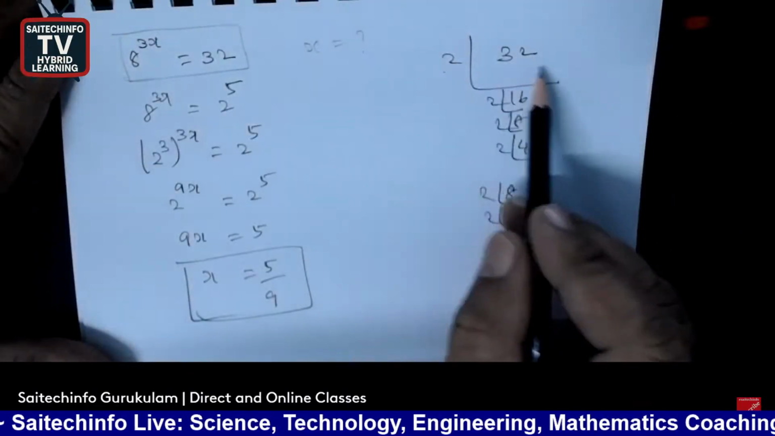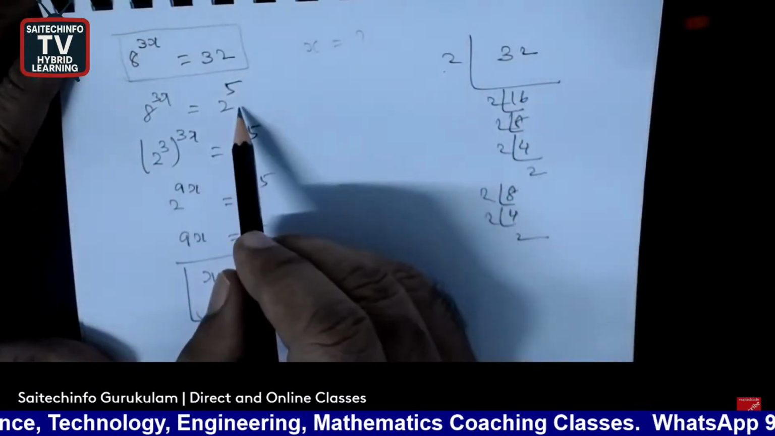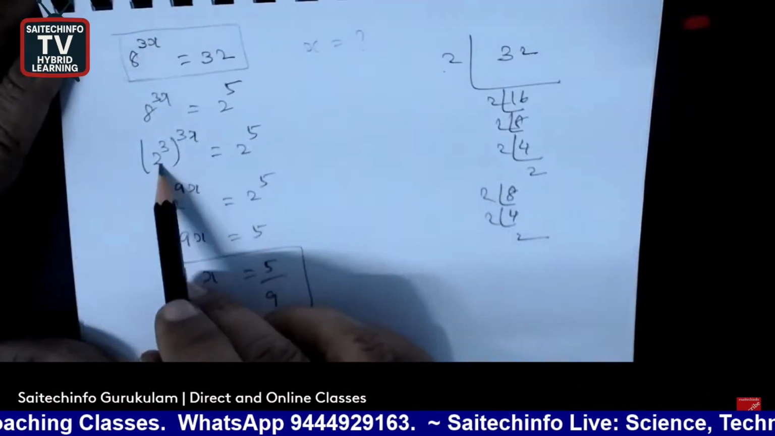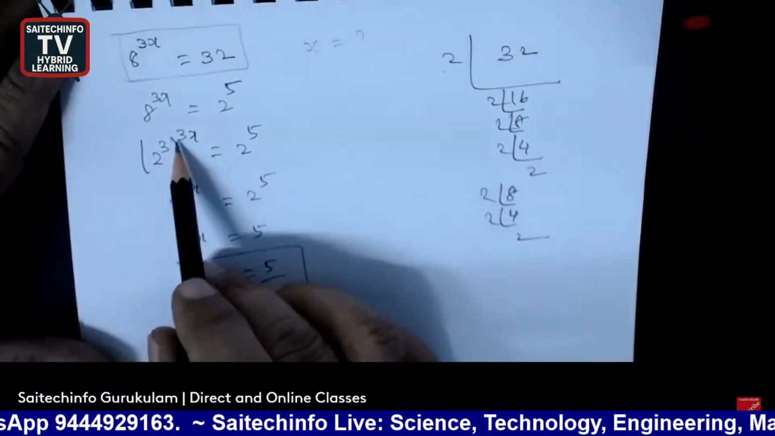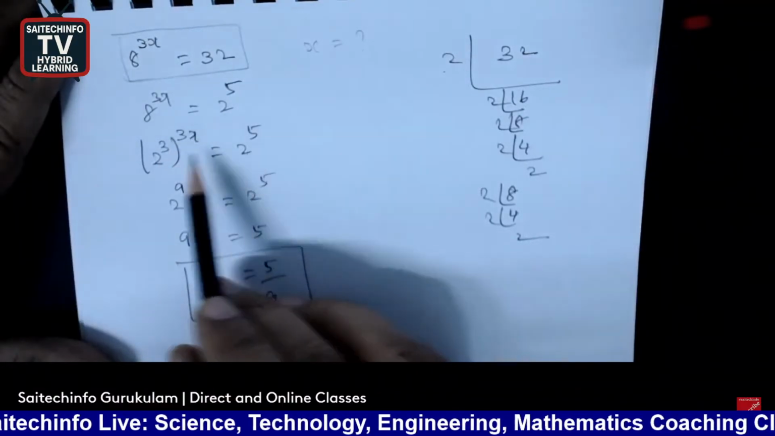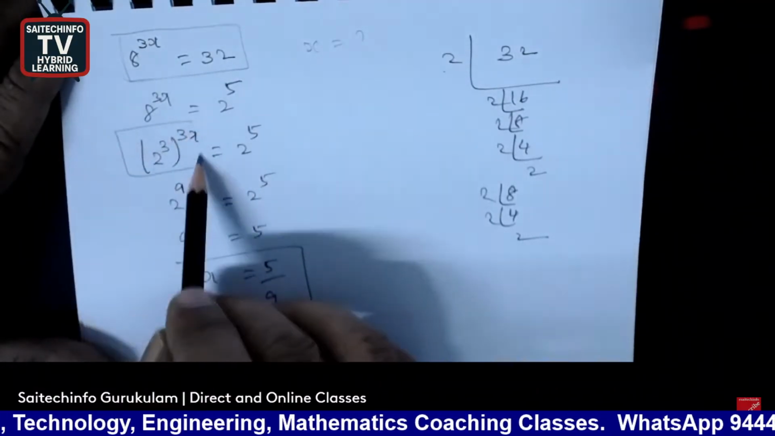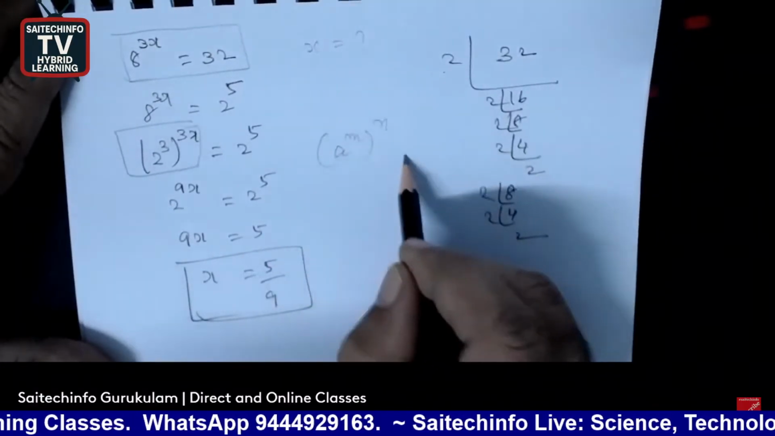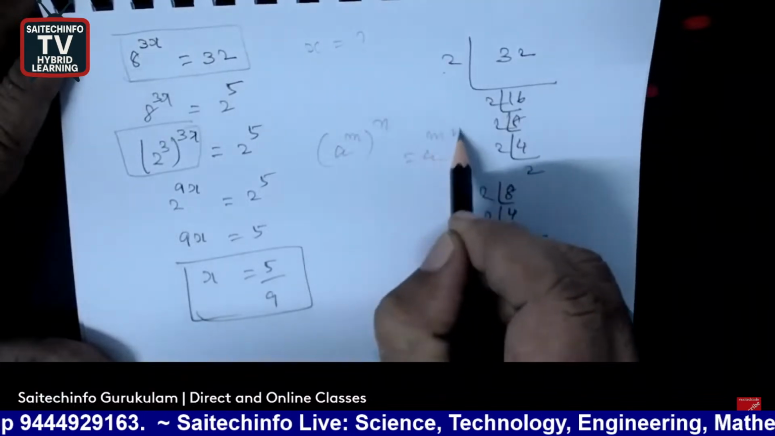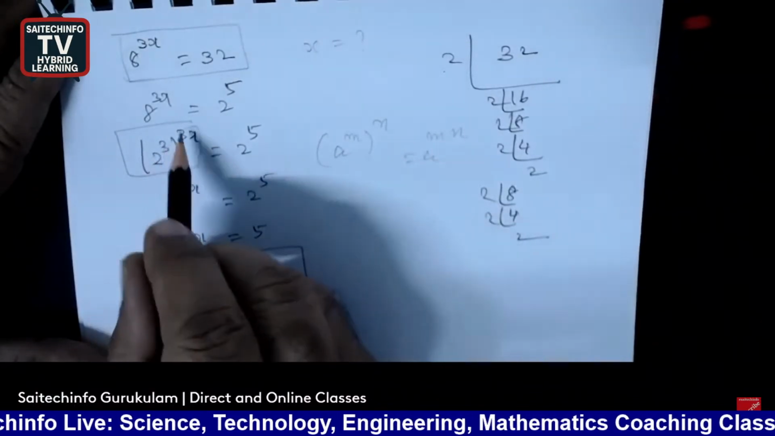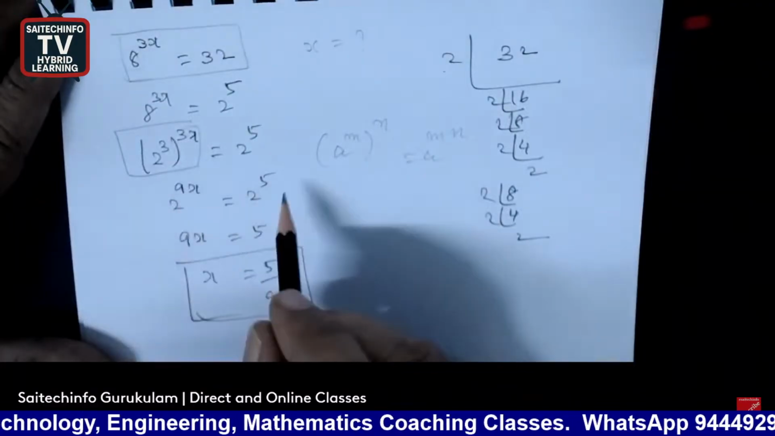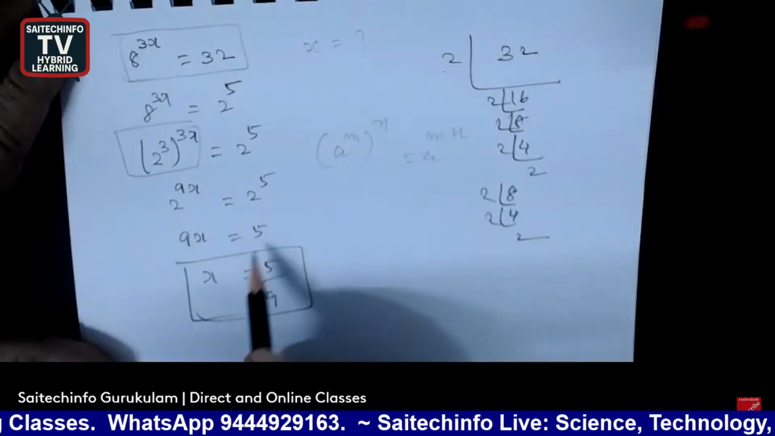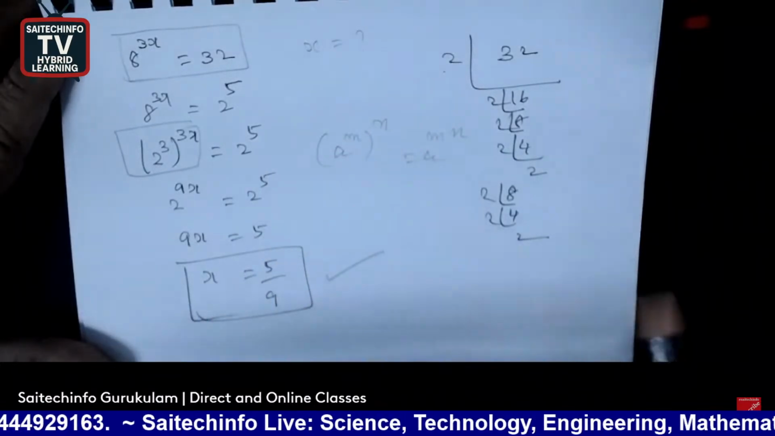For example, you can factorize, so it becomes 2 power 5. And 8 can also be further factorized as 2 cube. So 2 cube whole power 3x is equal to 2 power 5. Now here we can apply the formula a power m whole power n is equal to a power mn. Therefore, cube whole power 3x means 9x. So 2 power 9x is equal to 2 power 5, 9x is equal to 5, x is equal to 5 by 9, right?